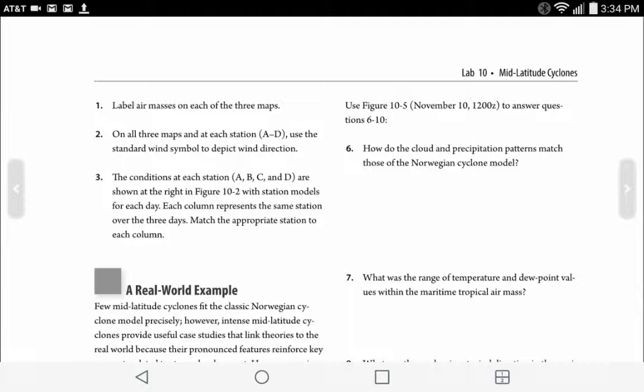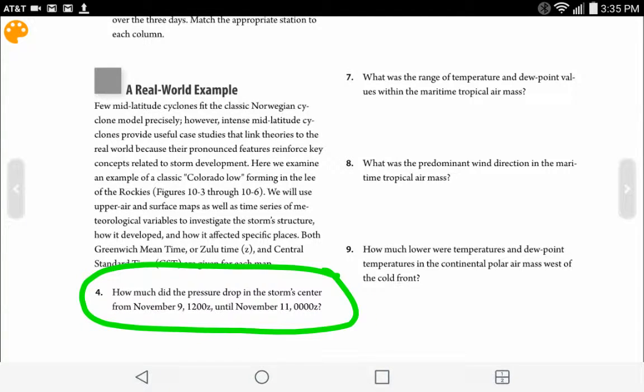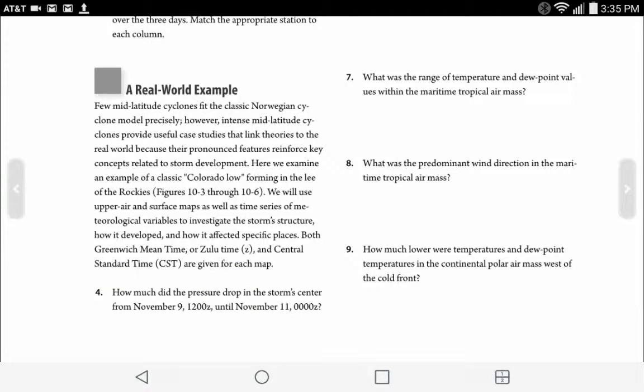After you do this, they start switching to a real world example. Most of these questions involve just reading something off the maps. I think this one here is a pretty good example. It wants you to go through the map and talk about how much the pressure changed at the storm's center. So they'll use the contours to determine roughly the pressure at the center of the cyclone at each of those times, and then come up with the change in pressure.